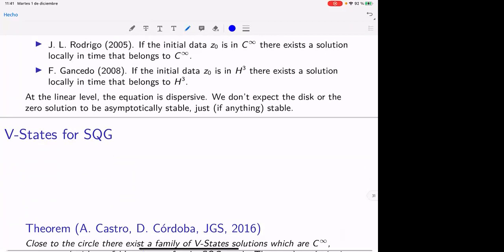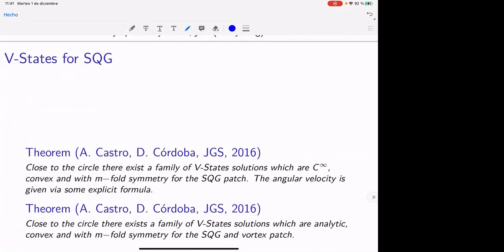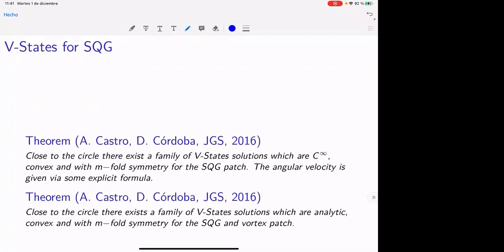Would mean that these are like the first non-trivial global solutions for this family, for this SQG or generalized SQG. And the answer is yes. There are V-states that bifurcate from a disk that have a C infinity boundary that was later upgraded to analytic. And those solutions are global because what they do is they just rotate in time with a given angular velocity, depending on the parameters, depending on alpha and depending on m, which signifies the level of symmetry of the solution. And that's in the patch case.